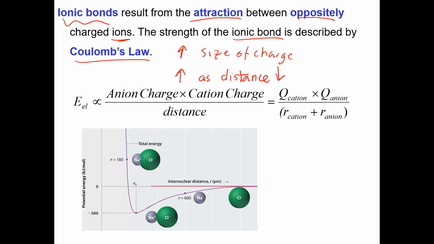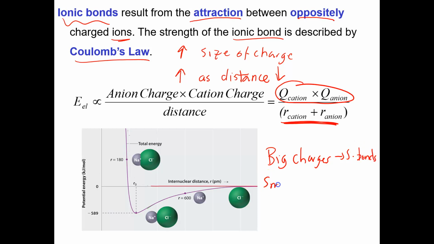So in our case, the electrostatic attraction is going to be directly proportional to the product of the cation and anion charges, and inversely proportional to the sum of the cation and anion radii. That is, big charges give strong bonds, and small radii, little ions, also give strong bonds.